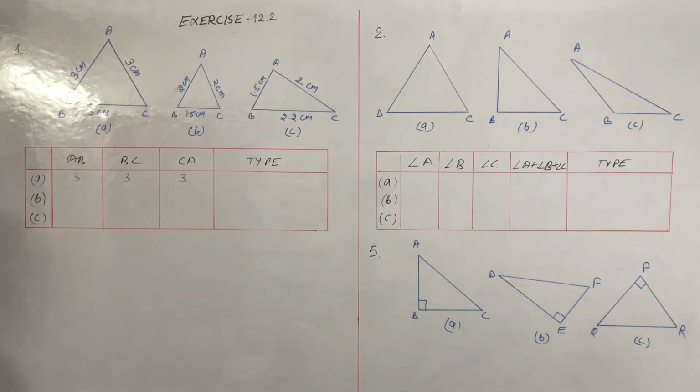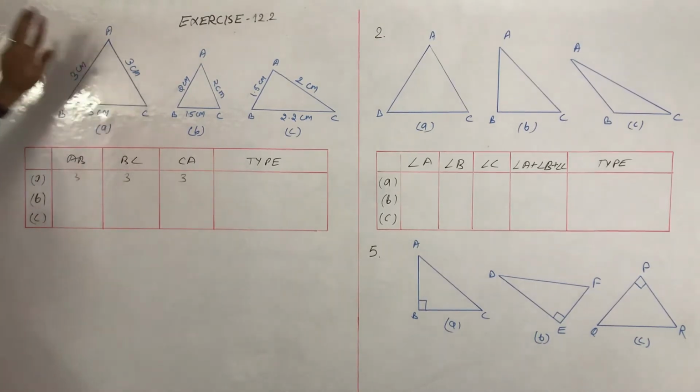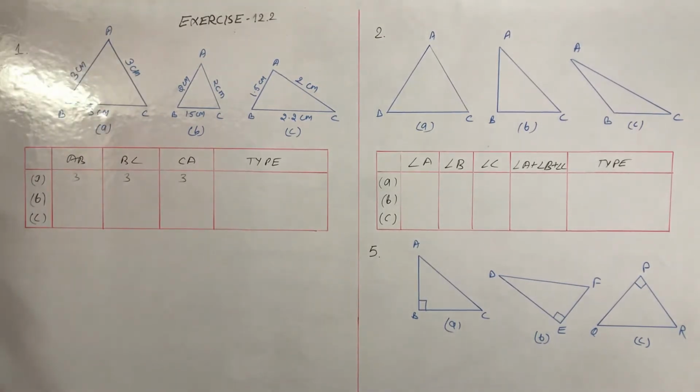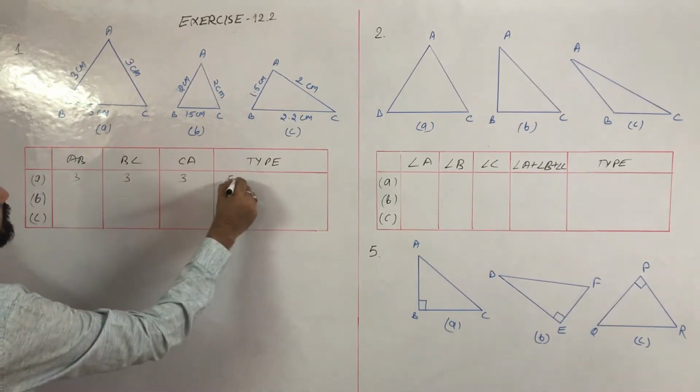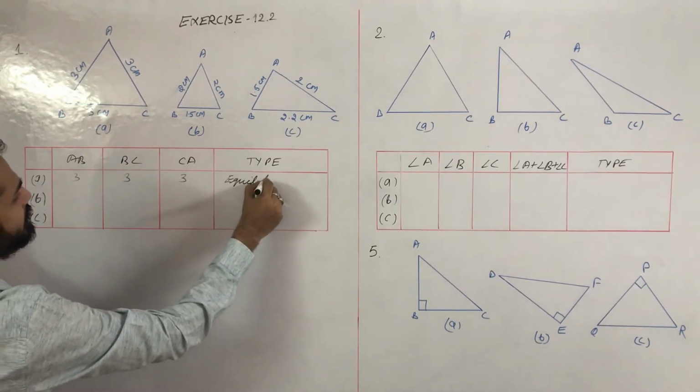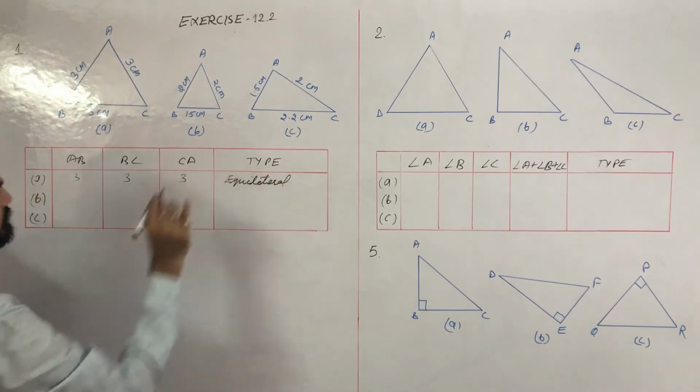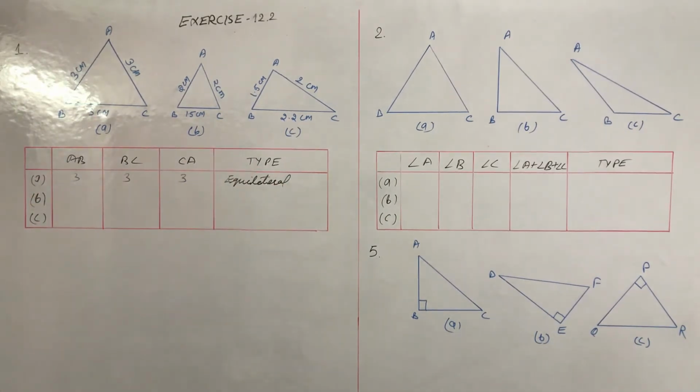Now which type of triangle is this? We know that if all three sides of a triangle are equal, then this type of triangle is known as equilateral triangle. So type is equilateral triangle.